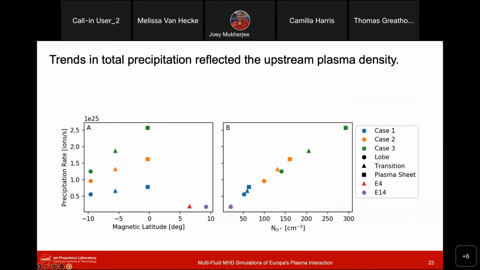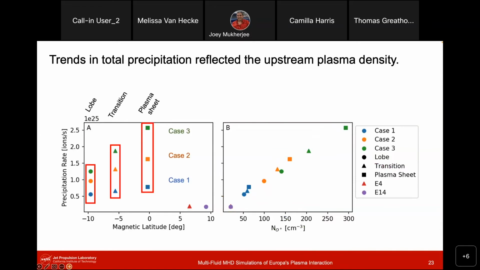So the ultimate result of this study is very simple and easy to explain. When you turn up the density in the magnetosphere, you get more precipitation. Great. But if you break that down by location and also by the state of the magnetosphere, then you start to build up a way to predict what those inputs to the sputtering that then contributes to the atmosphere are going to be for any given location in the magnetosphere.